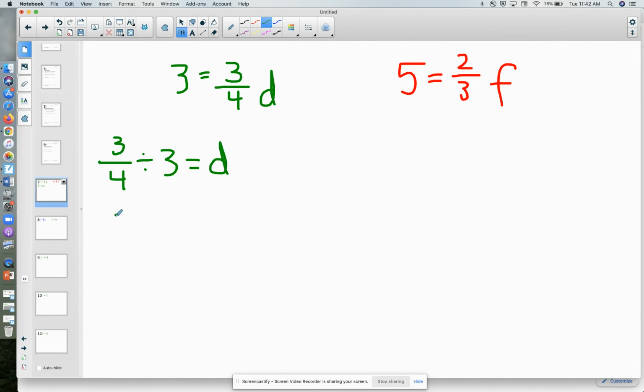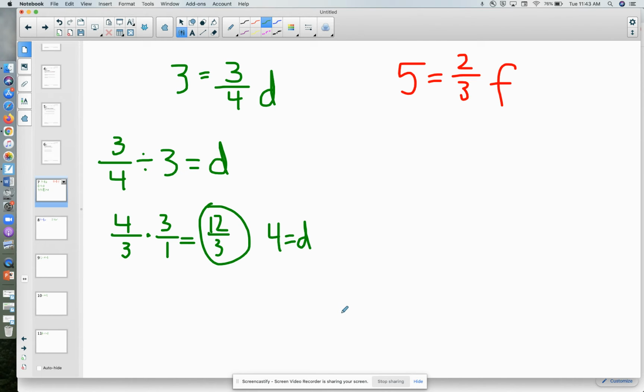Then what we have to do is reciprocal the 3/4. We have to switch it, and then change this into multiplication. And then this becomes 3/1. So now we can do 4 times 3, and that's 12. And 3 times 1 is 3. And 12/3, that's our answer. Now, if you want to change it into 4, because 12 divided by 3 is 4, then that's even better. So that's what d equals, 4.